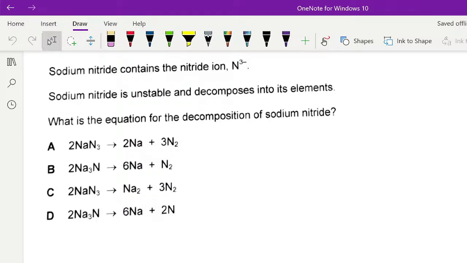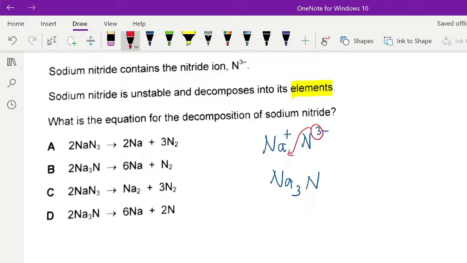All right. Sodium nitride contains the nitride ion, unstable, and decomposes into its elements. Sodium is group 1, so it's a +1 ion, and nitrogen is group 5, so it's a 3- ion. So if you want to combine them, you get Na3N. This is sodium nitride, right? And how do I get that? This 3 goes down, and this invisible 1 goes down here. You just swap the numbers around and you get Na3N.